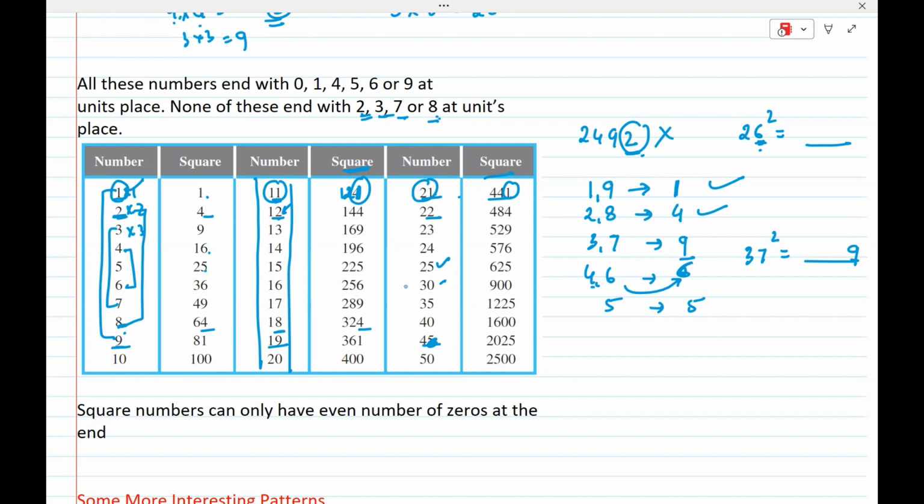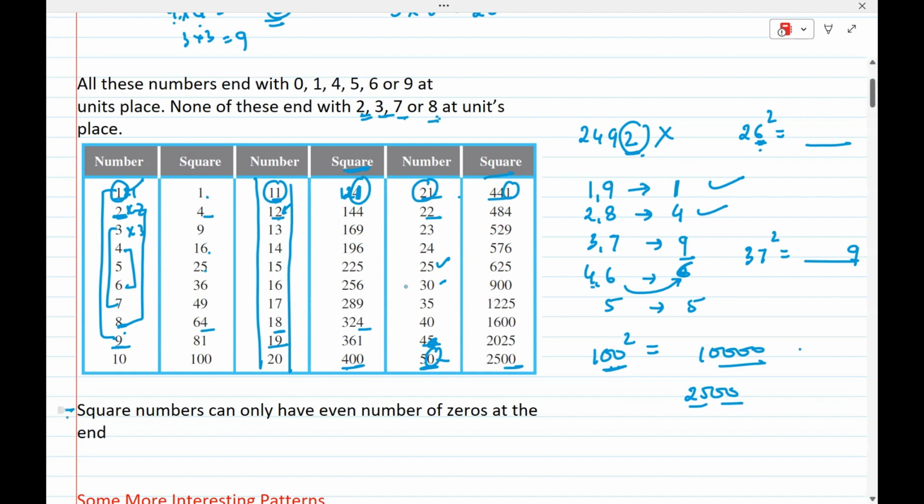One more thing here, suppose I have 100 and I need to find its square. If a number has 2 zeros, its square will have 4 zeros, which means squaring will double the zeros. Like if I have 50, then 50 squared is 2500. So if a number has 1 zero, in the square there will be 2 zeros.